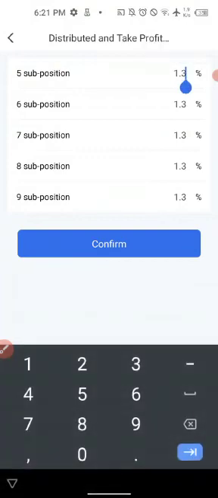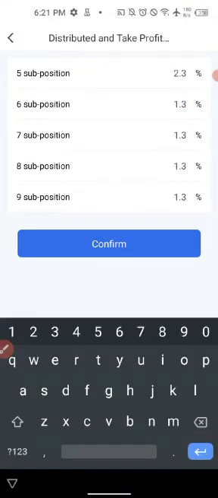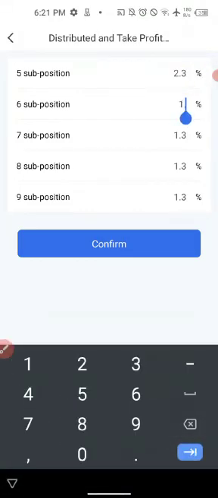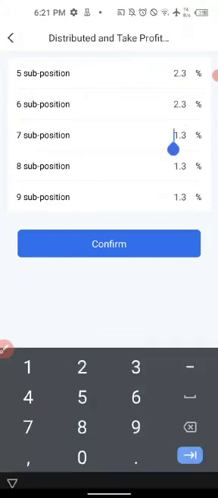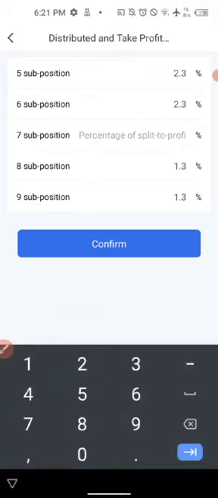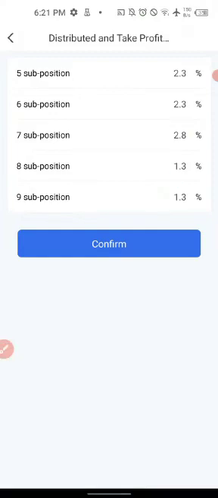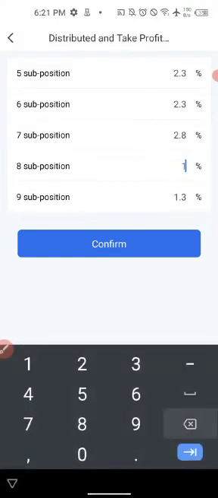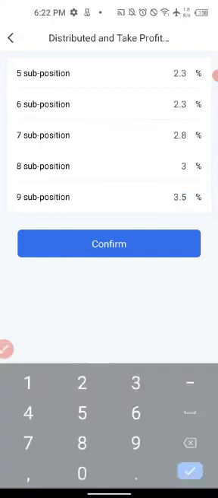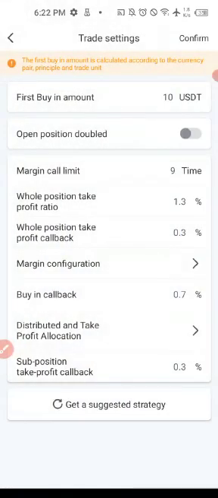Here I can decide to use, rather than getting 1.3 for my fifth position, 2.3. For my sixth position, I can use the same thing, 2.3. For my seventh position, I can use 2.8. For my eighth margin position, I can use 3. And for my ninth margin position, I can use 3.5. So this is the profit I want to take on these different positions. And I'll click on confirm. Then we'll explain what the profit callback is and all that.